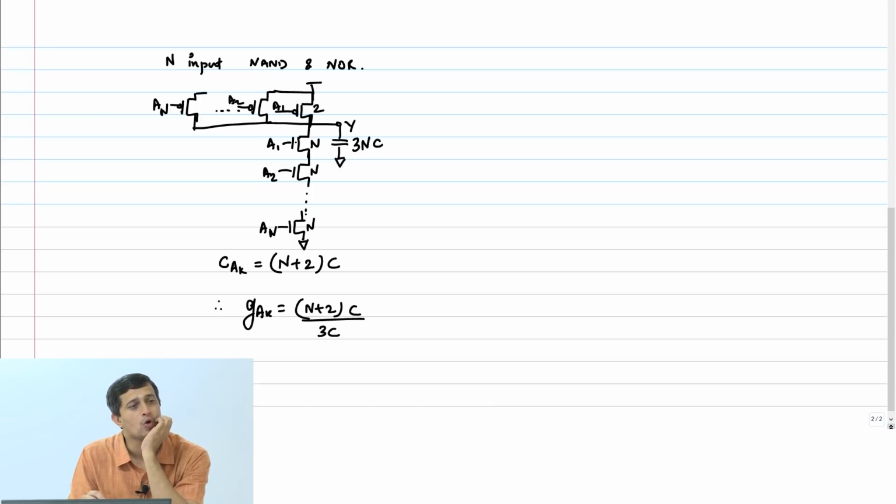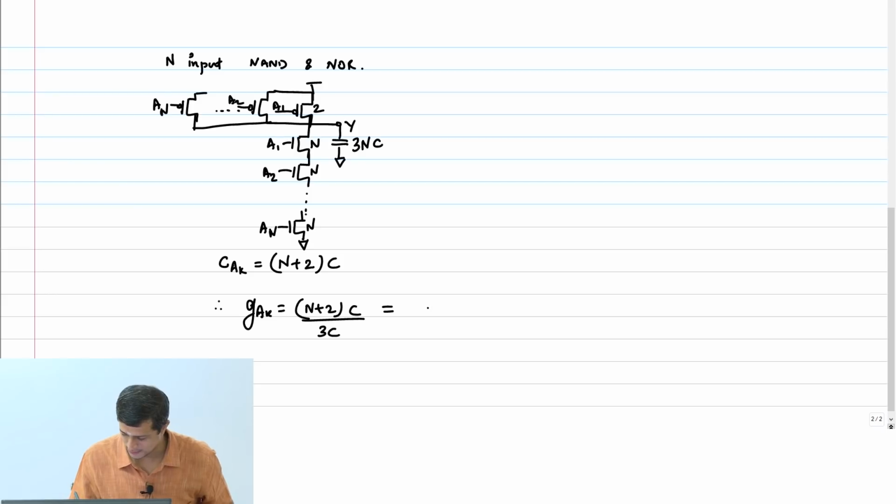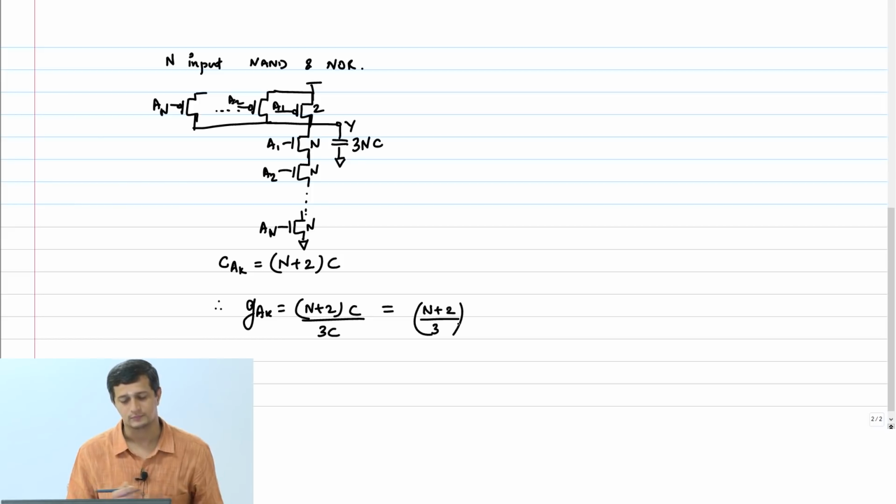Because I have to now compare this to a reference inverter with size 1, 2. That's how we have sized it. Later you will see that I can actually do different sizing for the NMOS and PMOS, in which case the comparison with the reference inverter will be different, right? That will be a different inverter and therefore you will get a different logical effort. Okay? Anyway, so you get now the answer as N plus 2 divided by 3.